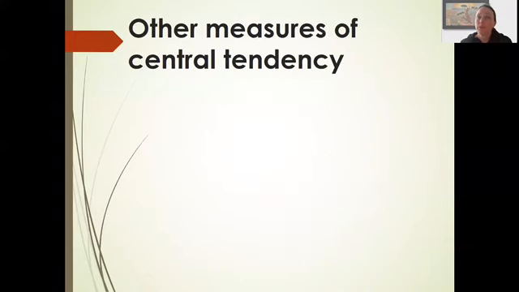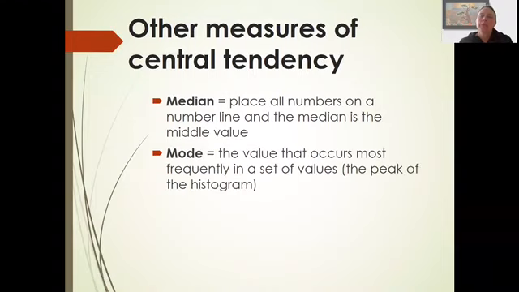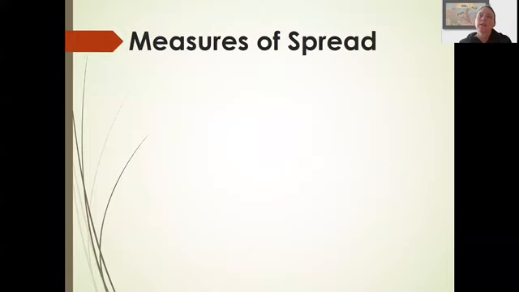Okay, other measures of central tendency are things like the median. The median is different from the mean in that it's a rank order value. So you would place all the numbers in your data set in order from smallest to largest, and then the median would be that middle value. The mode in a data set is the value that occurs most frequently. And so you would use a histogram to figure out the mode, and the mode would be the peak of the histogram.